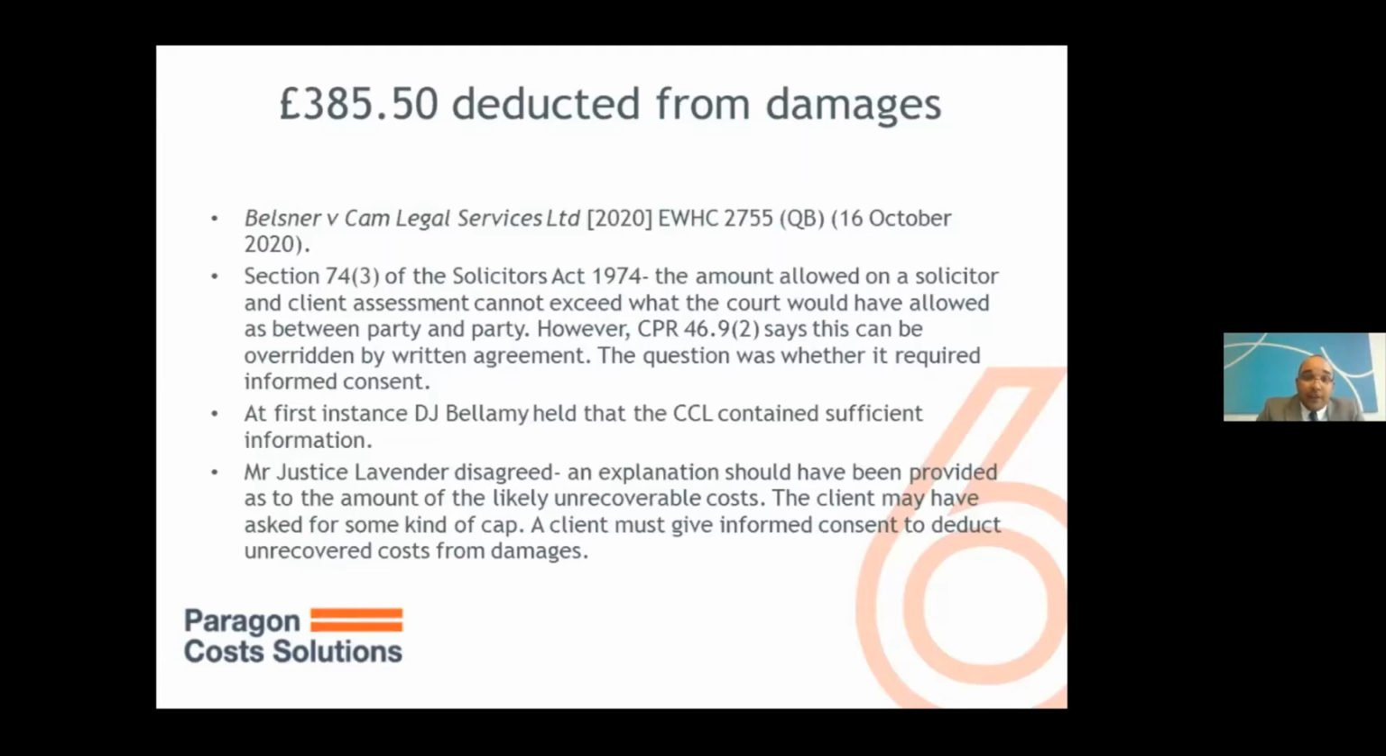So that's the level of detail that Mr. Justice Lavender effectively says is required, and I have to say it's not the level of detail that I commonly see. So again, I should imagine that will have many people reverting to their client care letters to perhaps give a little bit more information as and when required.